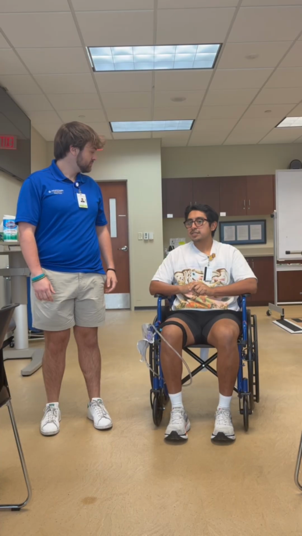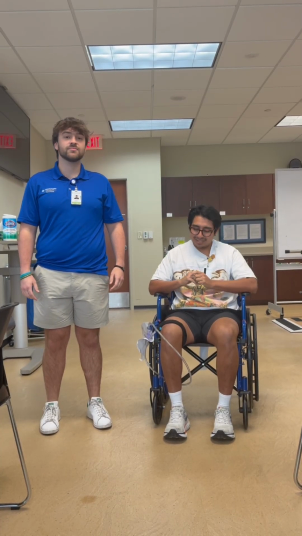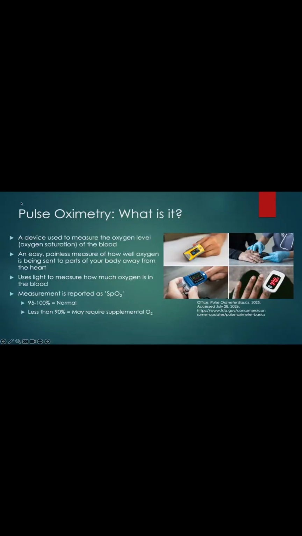Before we get to the nitty-gritty, let's talk about what exactly is pulse oximetry. Pulse oximetry is a device used to measure the oxygen level, also known as the oxygen saturation, of the blood. It is an easy and painless measurement of how well oxygen is being sent to parts of your body away from the heart, such as the arms and the legs. How it works is the device uses a light to measure how much oxygen is within the blood. When taking measurements from the device, it will all be recorded underneath the SpO2 label.